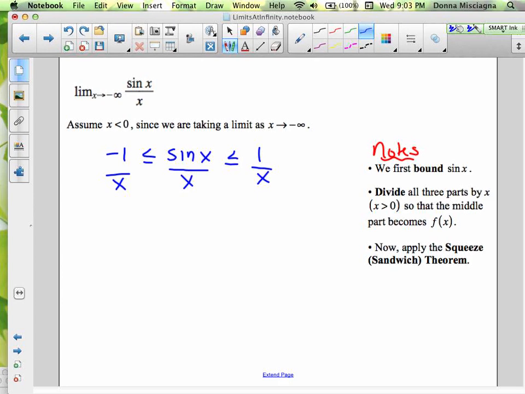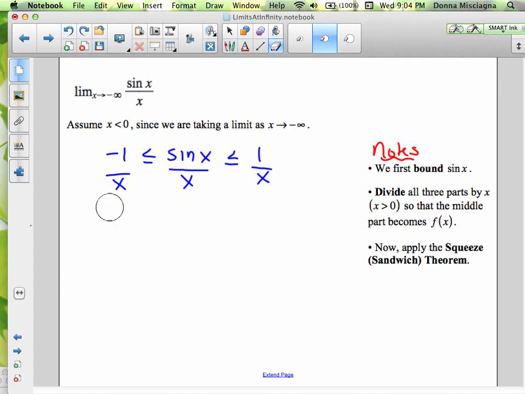If I plug in a negative number, because x approaches negative infinity, let's say I plug in a negative 5 there, and I plug in a negative 5 here. Those negatives are going to cancel. Is 1/5 really smaller than negative 1/5? So we do have a little issue here with our inequality.